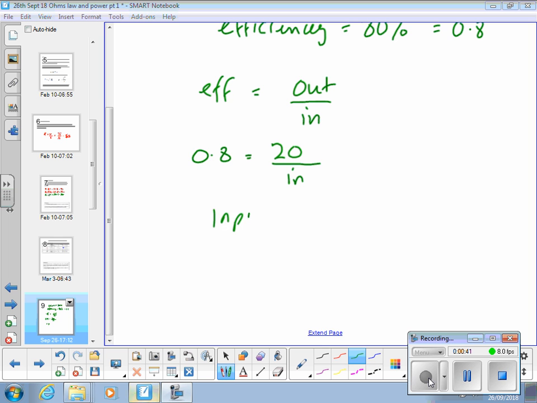Input must be the 20 kilowatts divided by 0.8. Now you're going to have your input more than your output. 25 kilowatts. Now you can find your current.